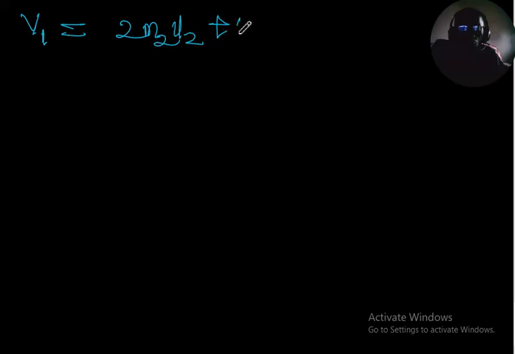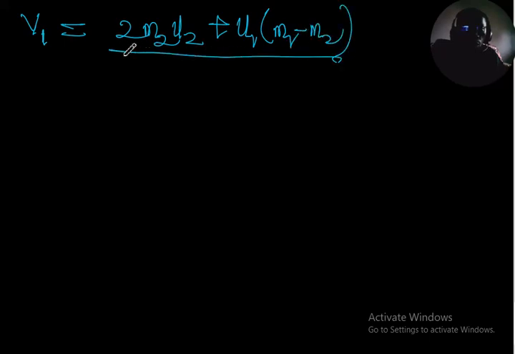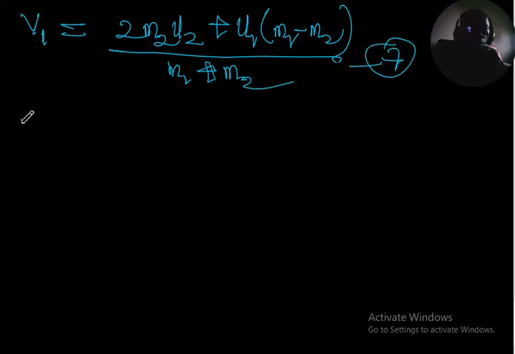which shows that V1 is going to be 2 M2 U2 plus U1, open a bracket, M1 minus M2, then divided by M1 plus M2. Call this equation 7. Now we've answered question Roman figure 2 completely, so let's go to Roman figure 3.